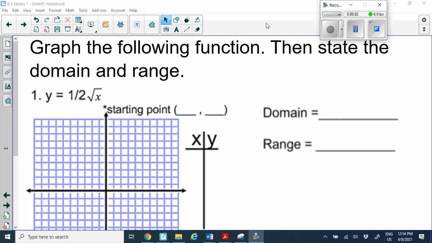Hey guys, so here's part 2 of the 6.5 notes. We're going to talk about still graphing our square root and cube root functions, but now with some certain transformations. Okay, we're going to graph the following functions and state the domain and range.